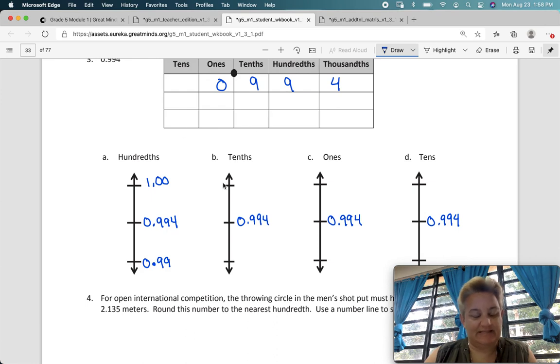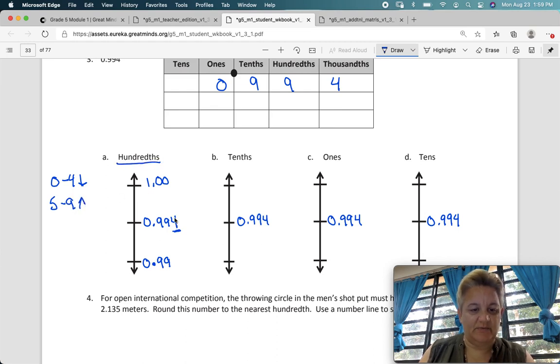I wish they hadn't given us this example too. Ooh, they're really throwing a lot at you here, but you guys are smart, so you can handle it. Okay, so here's our hundredths. And we're going to look at this digit in the thousandths place. Now remember, I said 0 to 4 means we go down, and 5 to 9 means we go up. So in our nearest hundredths, with this 4, are we going to go up to that one or down to this one? Okay, if you said down, you were correct, and the answer is 99 hundredths.